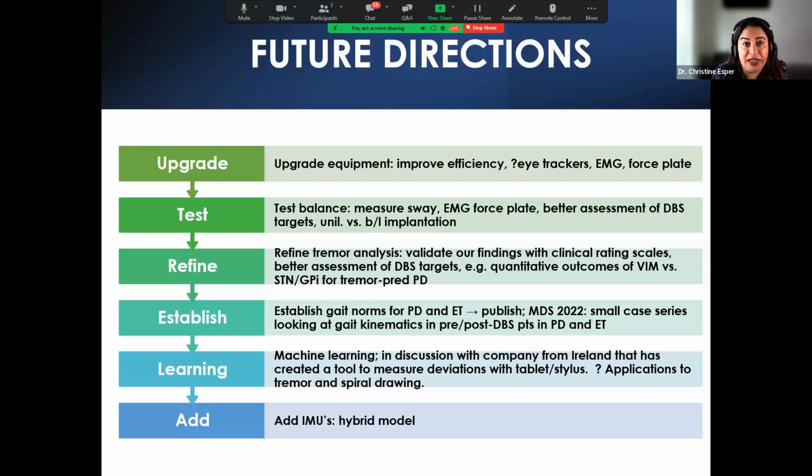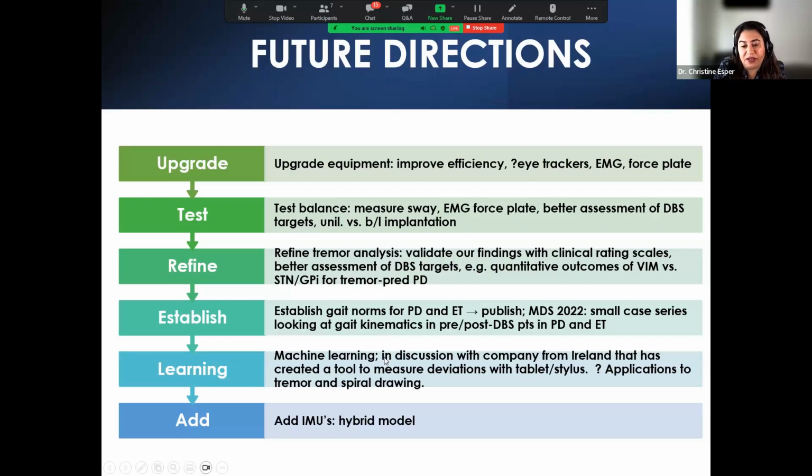We are refining our tremor analysis further to validate our findings with the clinical rating scales that I described, again, to help better assess the patients clinically and also in terms of intervention with the DBS targets and look at quantitative outcomes. We're looking to establish the gait norms as I described for all patients, and then breaking it down by disease. And then the main groups that we'll be looking at are Parkinson's disease and essential tremor. But again, we can move on further to break it down by gender, age, and so on.